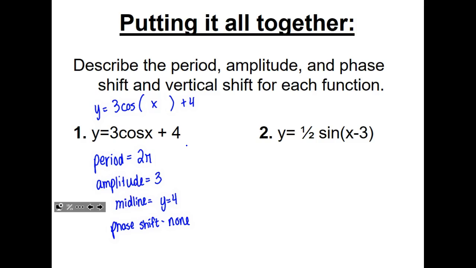Now, you always have a period, amplitude, and midline. You will always have those 3. The phase shift you may or may not have. But the other 3 you always have. Because even if the graph is not shifted up or down, it still has a midline. Even if it's not stretched out or shrunk, it still has an amplitude. So you will always have the first three.